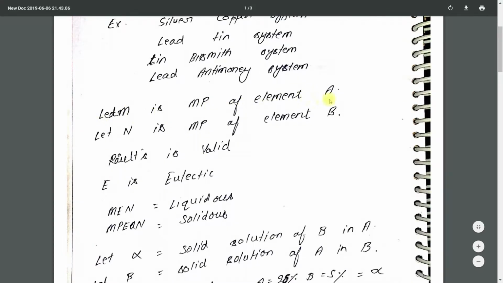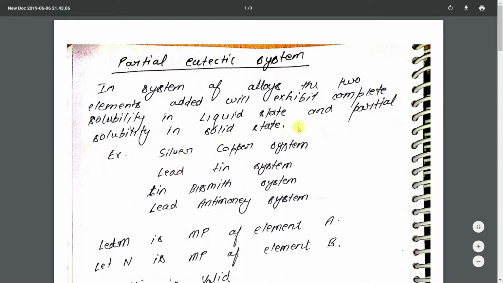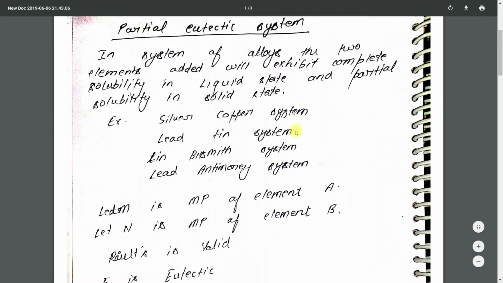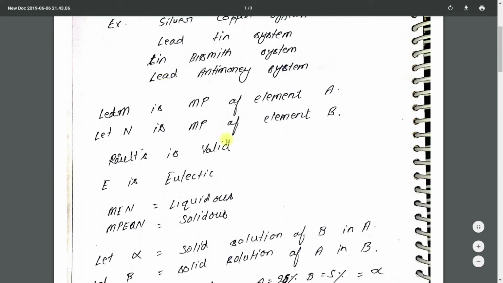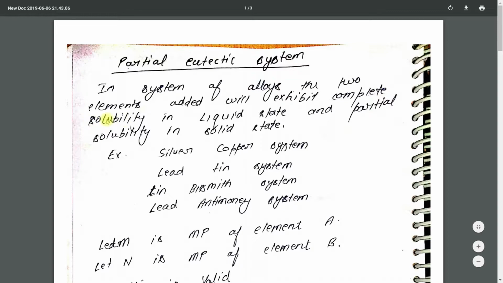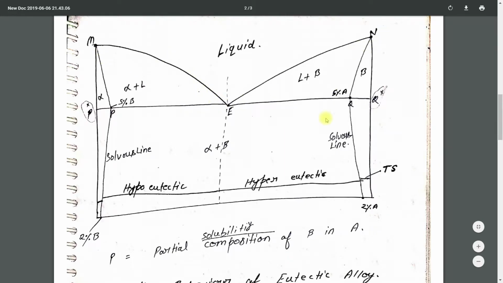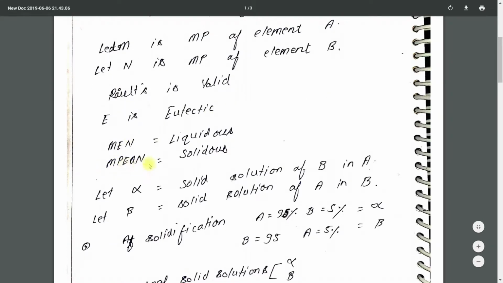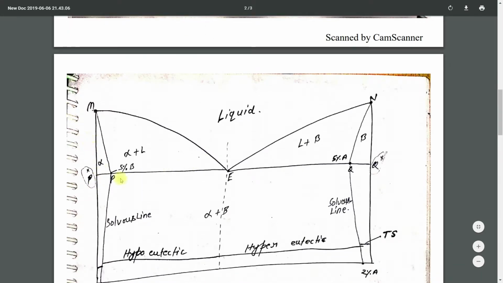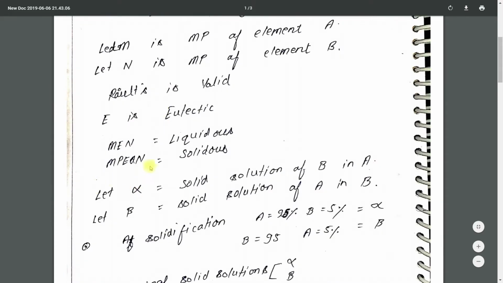Let M be the melting point of element A and N the melting point of B. As we have already discussed in our previous lesson, if single phase and complete solubility are found, then Raoult's law is valid. M and N are the liquidus points, and M' and N' are the solidus points.